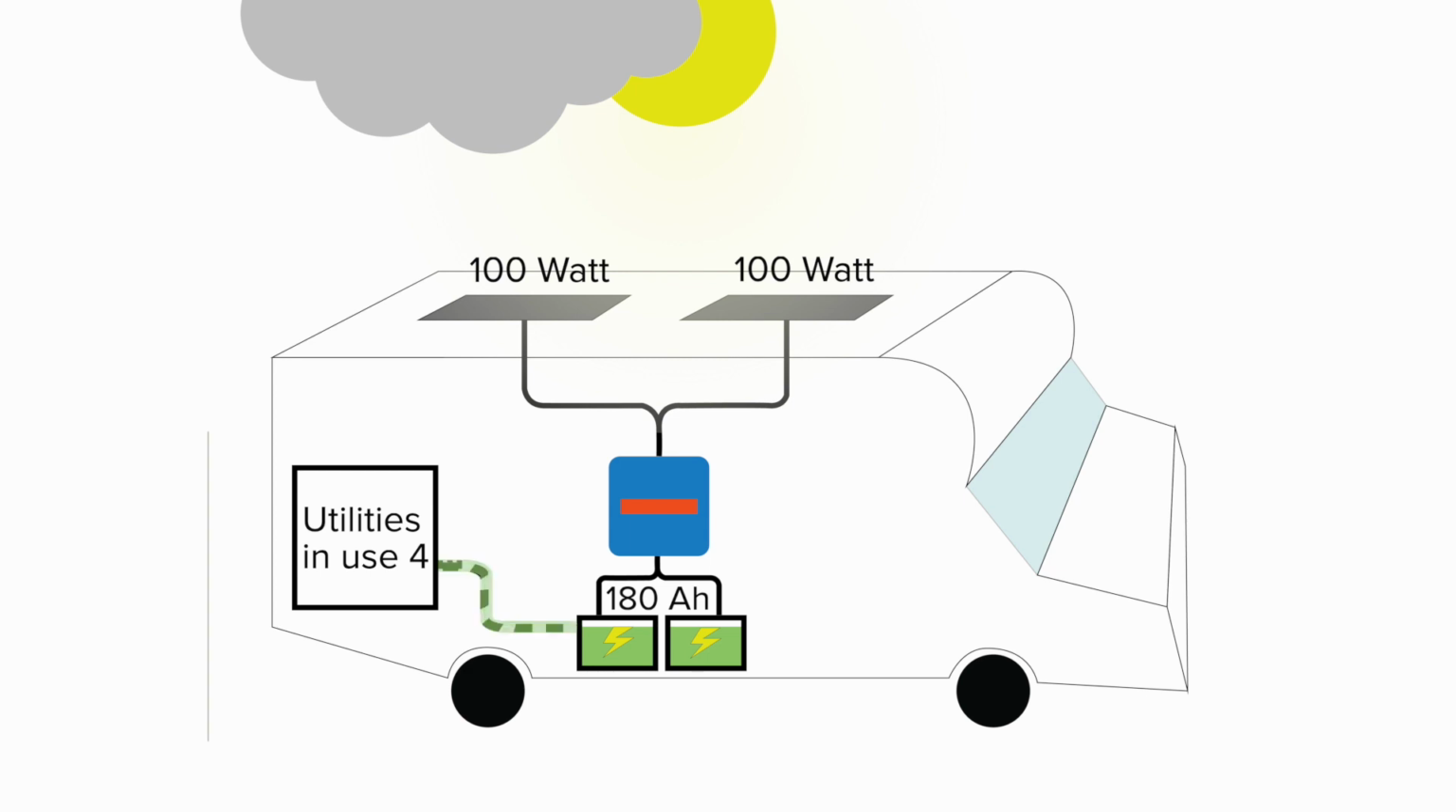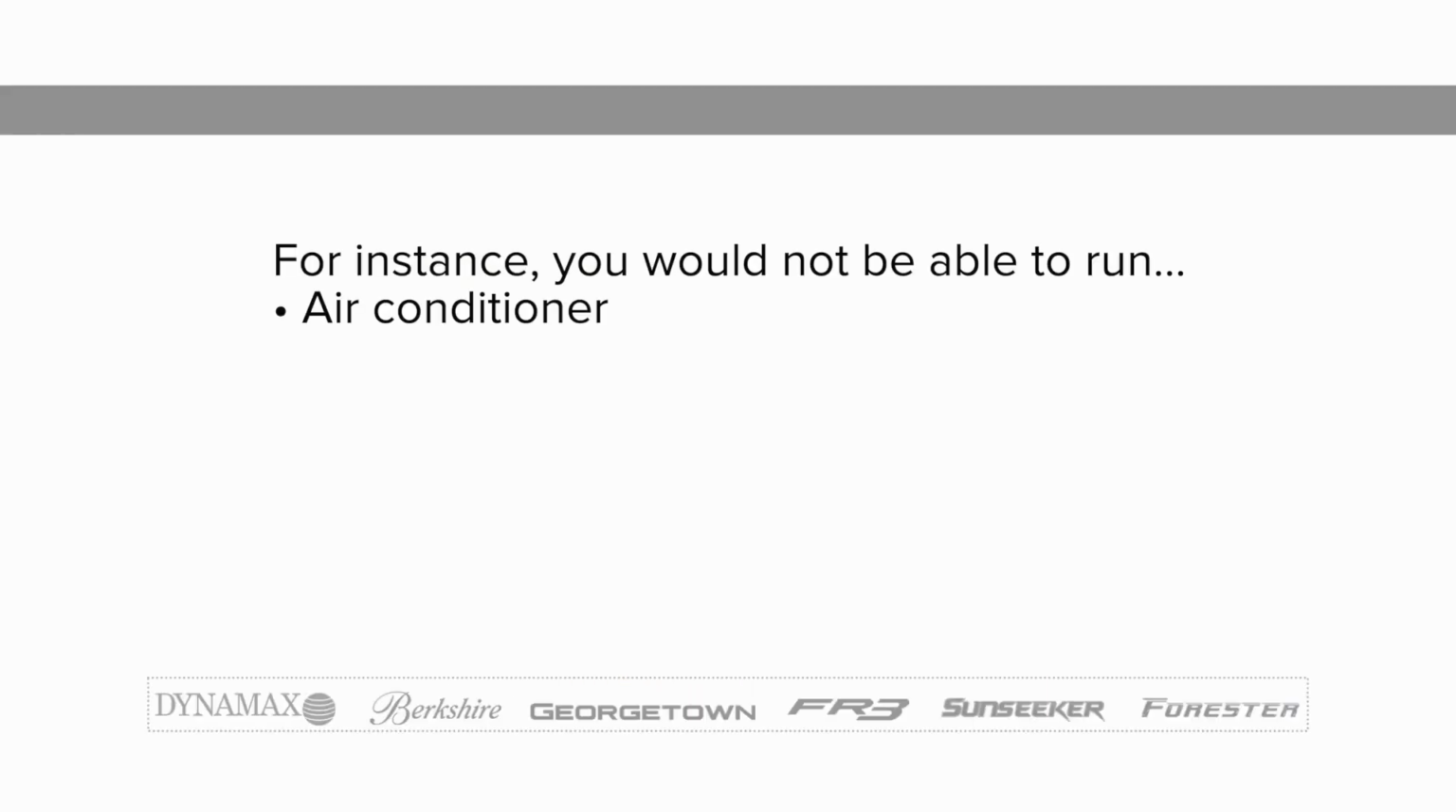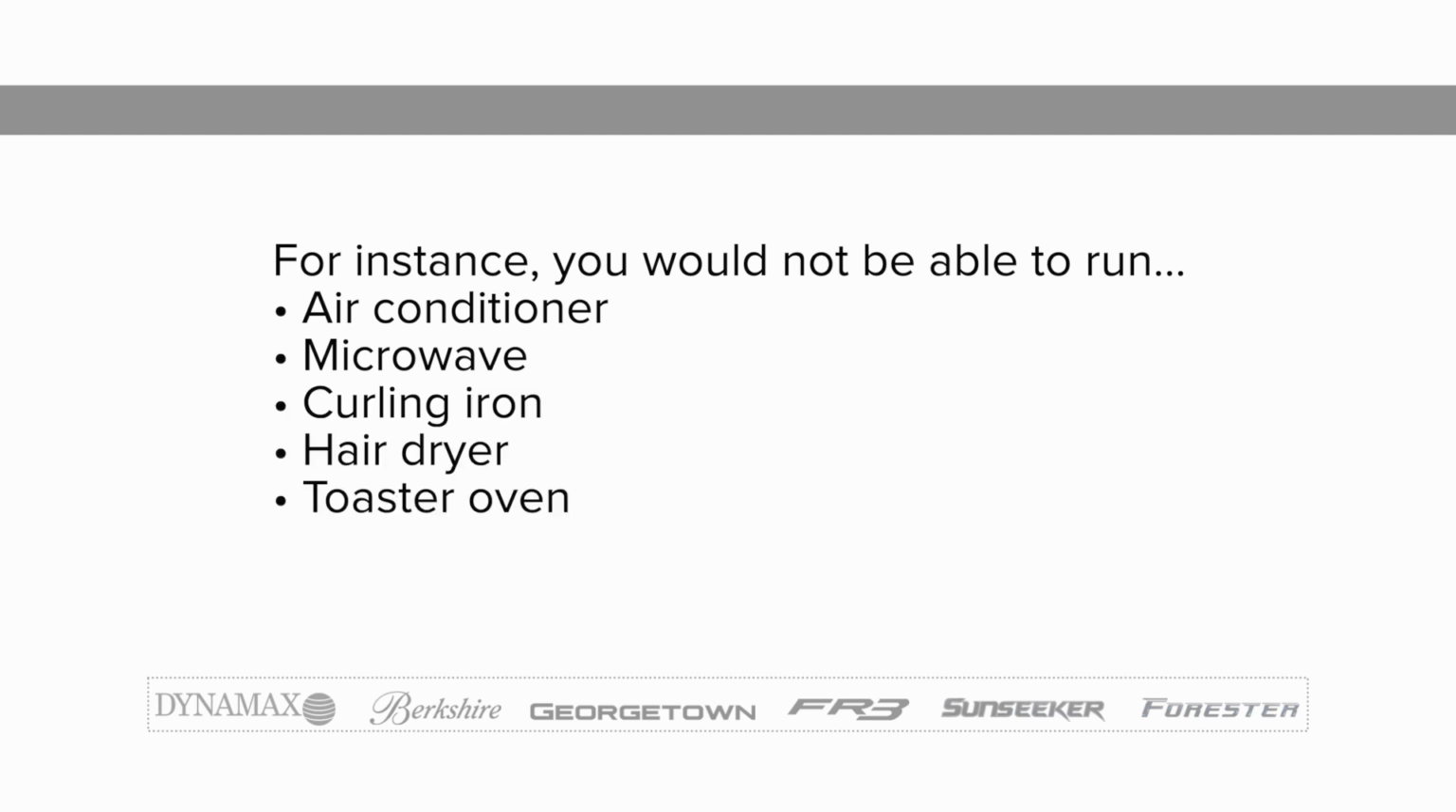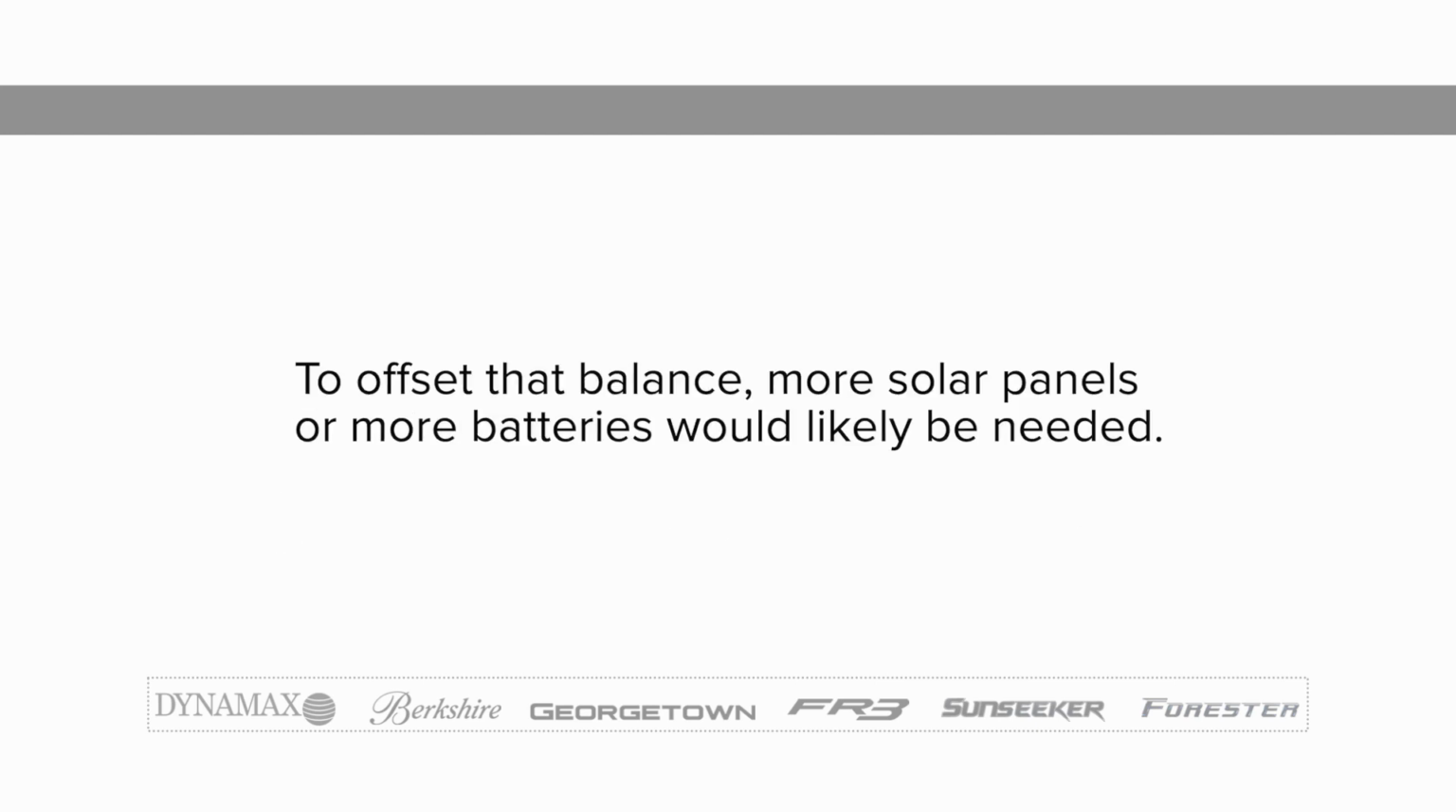However, if more energy were to be used by other utilities or components, an energy deficiency would result. For instance, you would not be able to run your air conditioner, microwave, curling iron, hair dryer, or toaster oven with this solar setup. To offset that balance, more solar panels or more batteries would likely be needed.